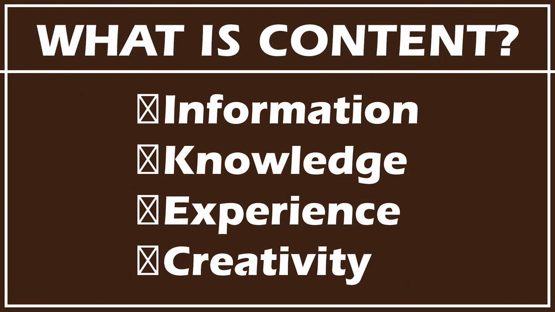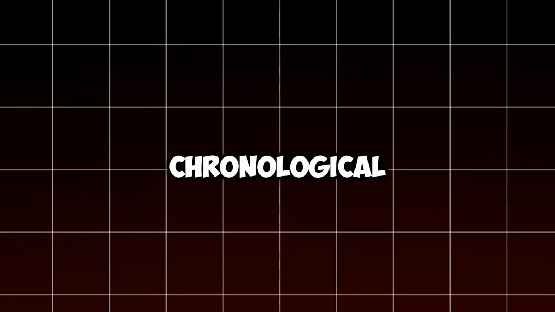What is content? Information, knowledge, experience, creativity. Blog. A blog is a type of website where the content is presented in reverse chronological order. Content is in the form of blog posts, updated regularly. A blog can be on a website or on any blogging platform. It earlier started as personal, later companies adopted it as it drives traffic.